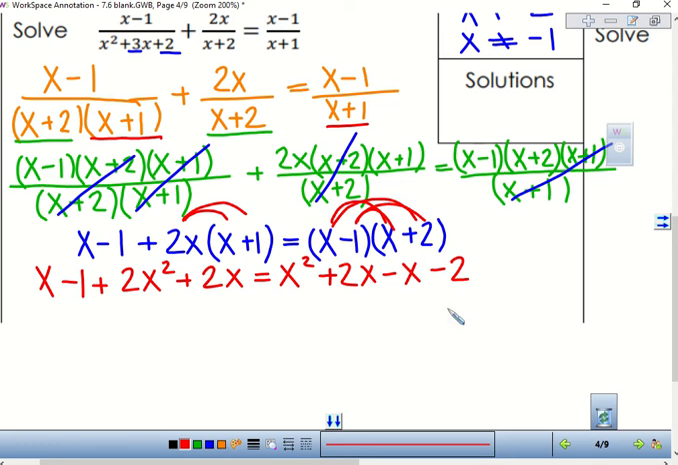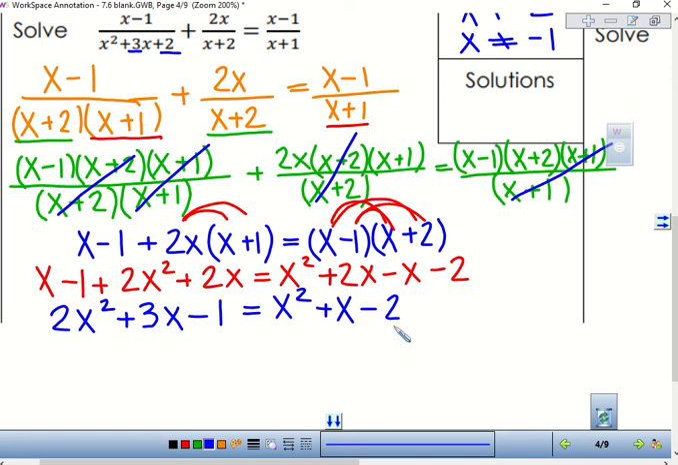Now you're going to combine like terms on each side. So on this side here, I'm going to combine like terms. And while I do that, I'm also going to move it into standard form. So I'm going to put the highest degree term first. What is x plus 2x? Good. 3x. And then we have that minus 1 equals x squared. What's 2x minus x? Plus x minus 2.